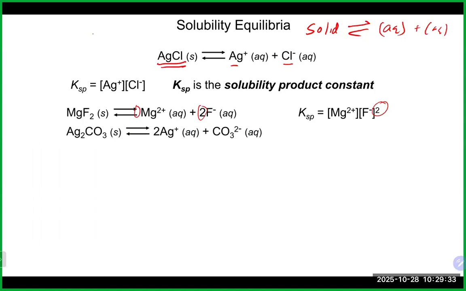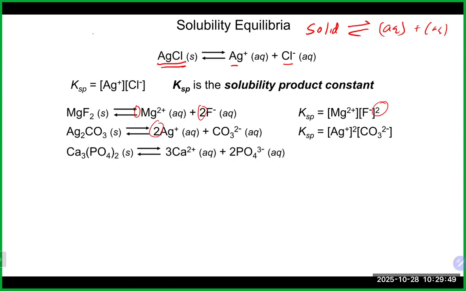If you have something like silver carbonate, we get two silvers and one carbonate, which again gets incorporated into our expression. We would have the concentration of silver squared times the concentration of carbonate. Calcium phosphate, both of them have coefficients, so they both get included in there. Again, calcium's concentration to the third power times phosphate's concentration squared.